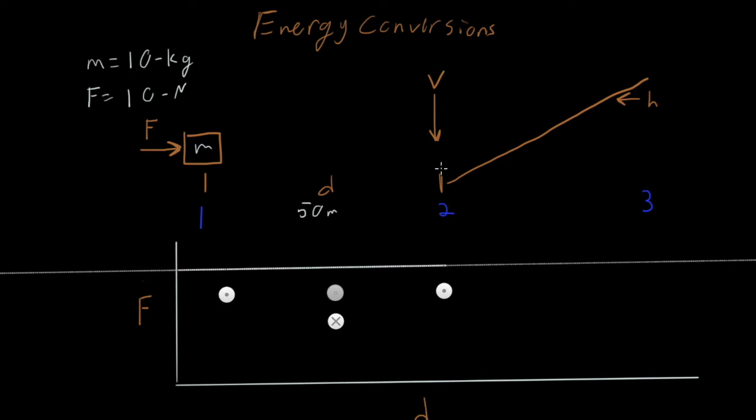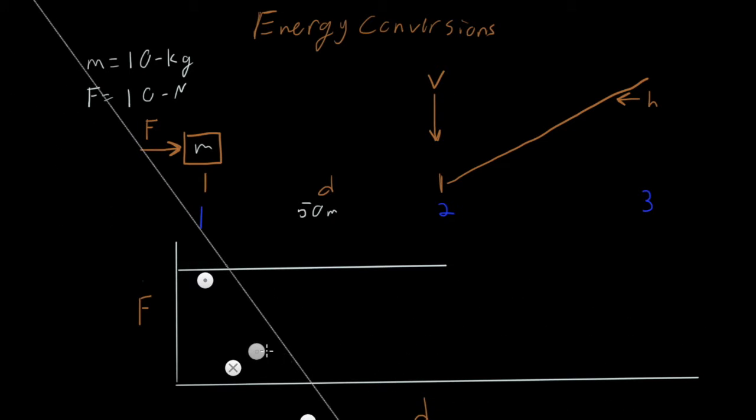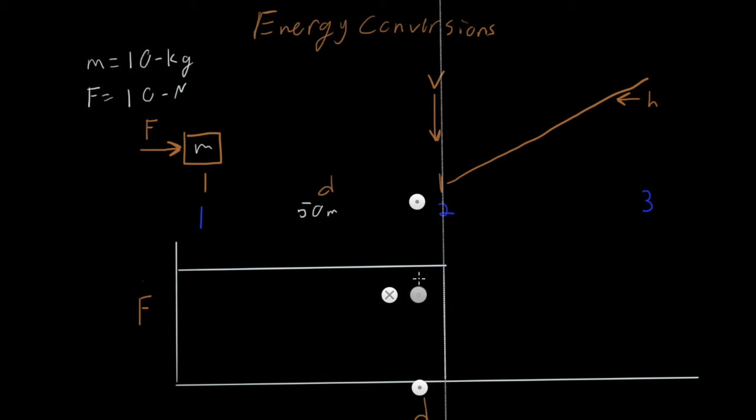And then what's going to happen at this blue 2 is our force is going to stop. We're going to stop pushing it at this point. So let's define that. Force is just suddenly going to drop off, and then no more force. So when I'm applying that force, I'm putting work into this system.